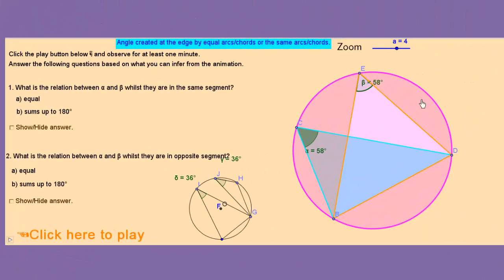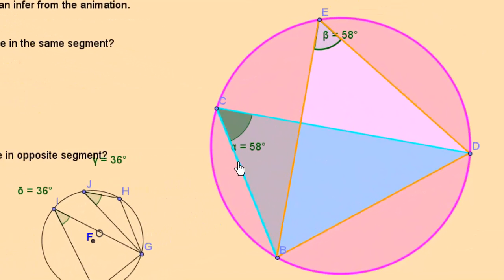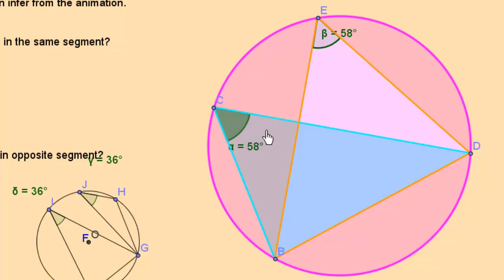In the diagram, chord BD is creating angles alpha and beta at the edge of the circle BCDE. Now observe the values of alpha and beta. As at now, they are both 58 degrees.